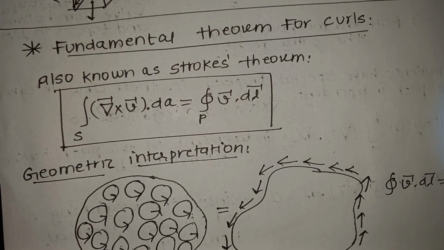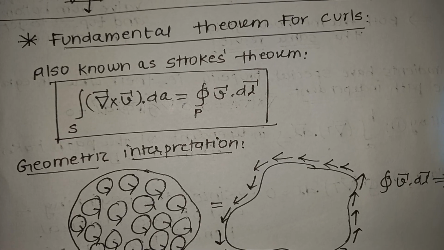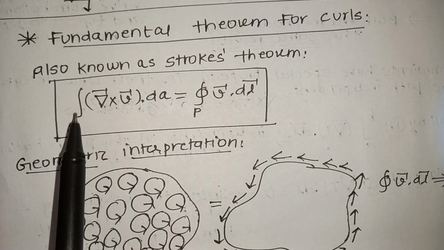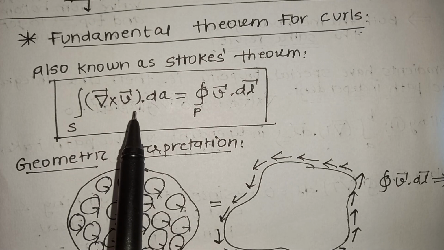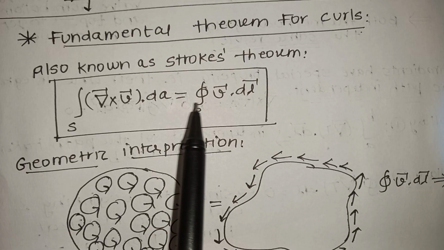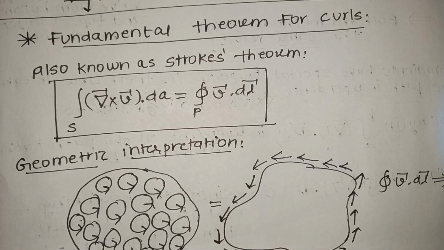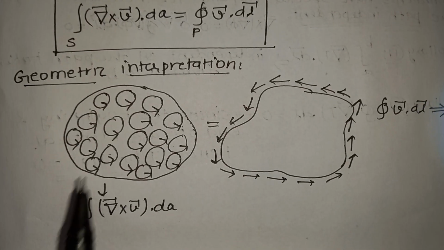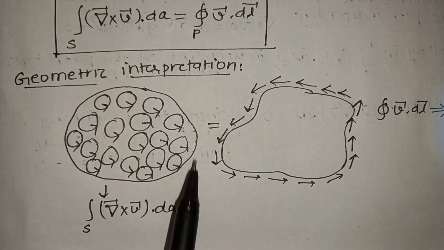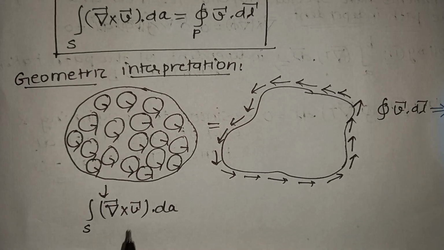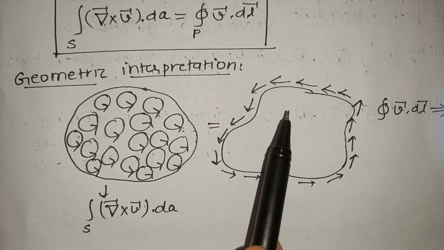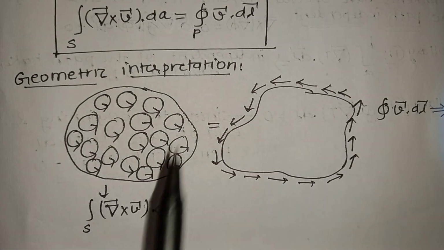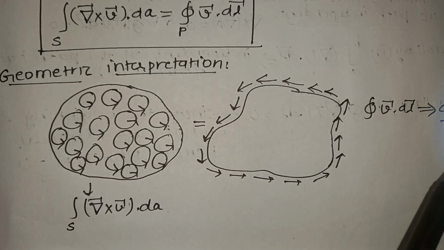Now let's see the fundamental theorem for curls, which is also known as the Stokes theorem. According to the Stokes theorem, the surface integral of curl of v dot dA is equal to the closed line integral of v dot dl. The geometrical interpretation of this is as follows. I have the curl at each particular point. This is the curl of v dot dA, and I am integrating over a surface, which is equal to the line integral over a particular orientation. So this v dot dl is the circulation of v.